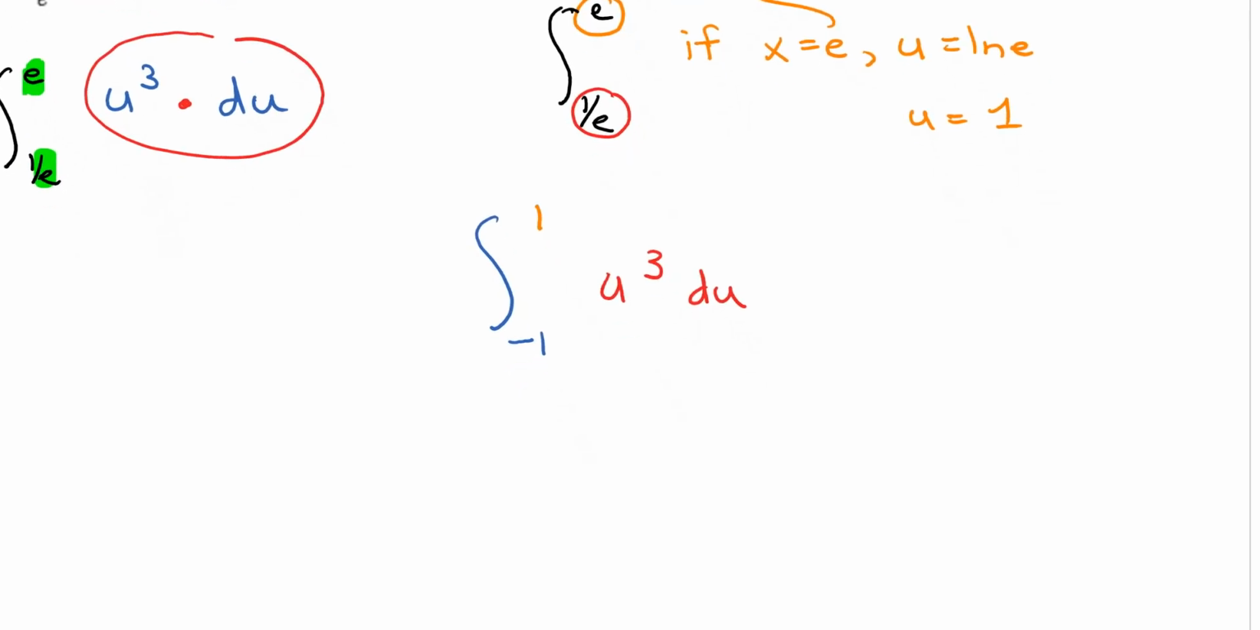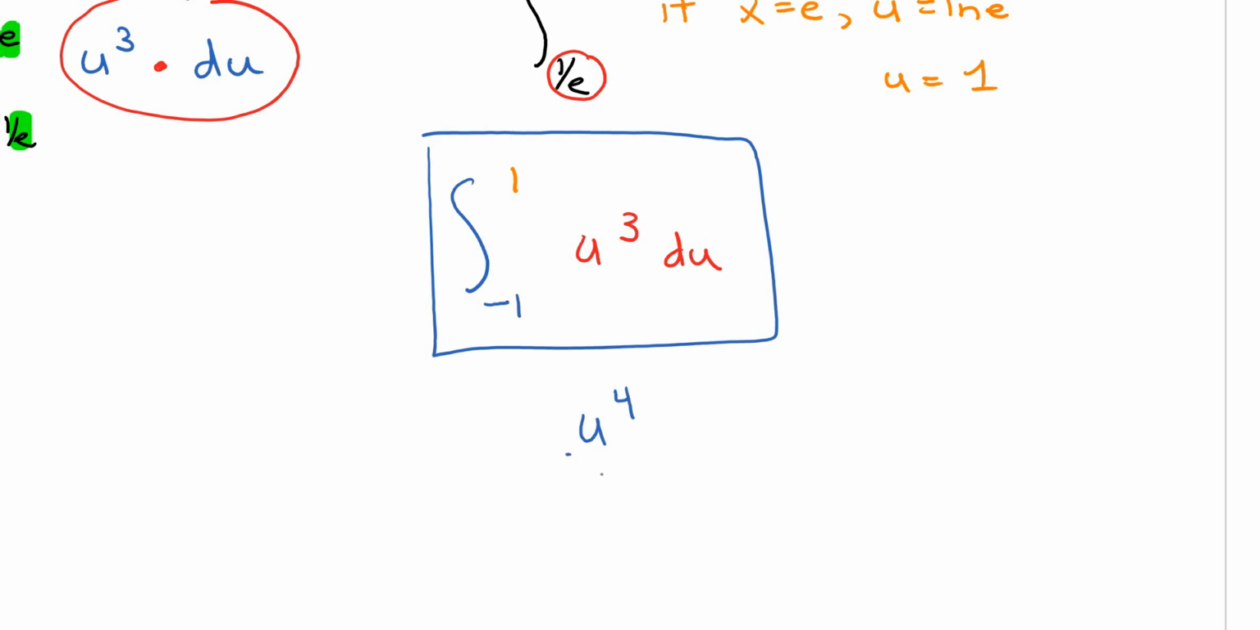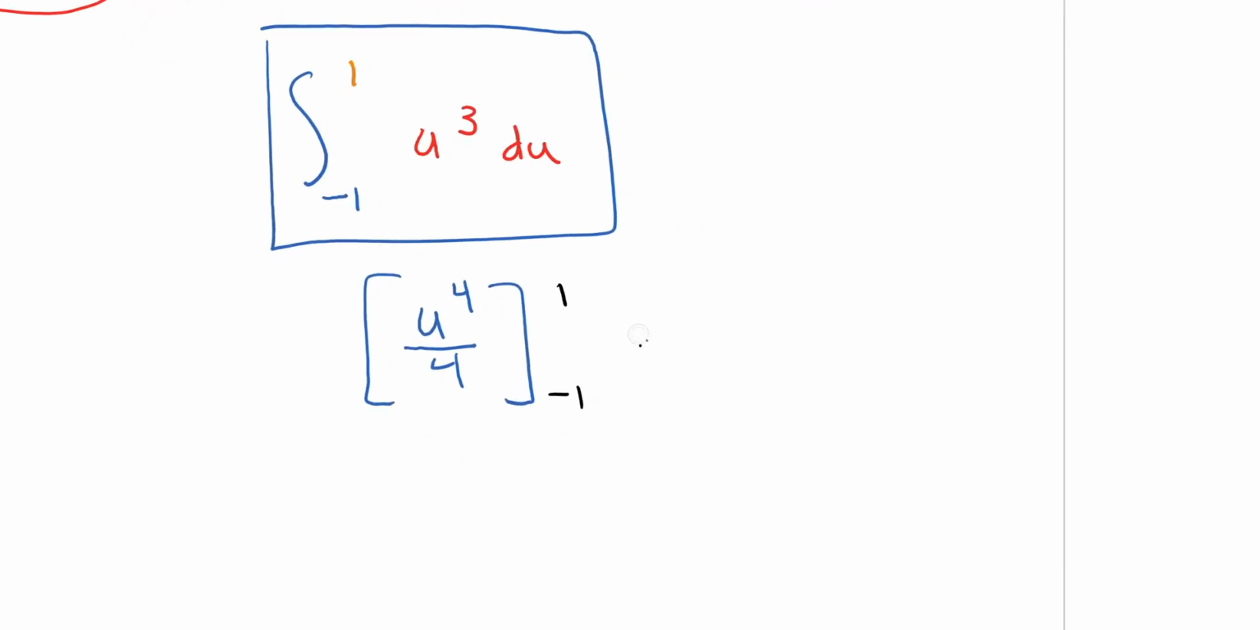And now I can find my antiderivative here. What is my antiderivative of that? Well, that's going to be u to the power of 4 divided by 4. And my lower boundary is going to be -1, and my upper boundary is going to be +1. And this is why I like this method a little bit better, because your final calculation steps are going to be a little bit easier to evaluate.